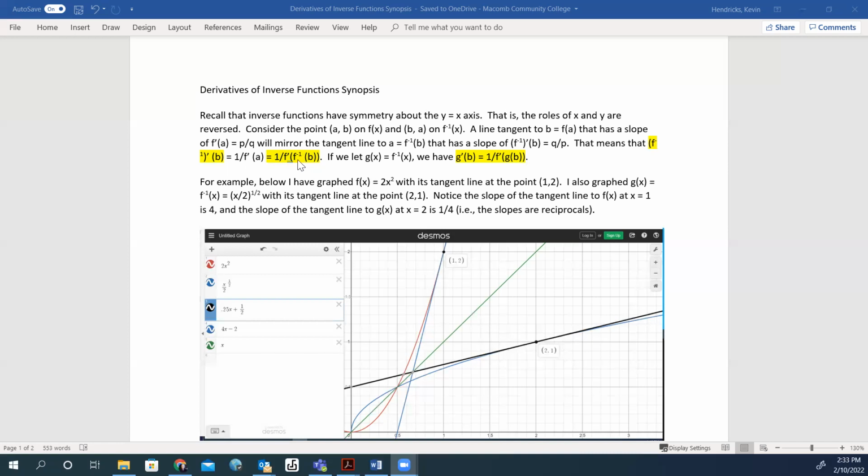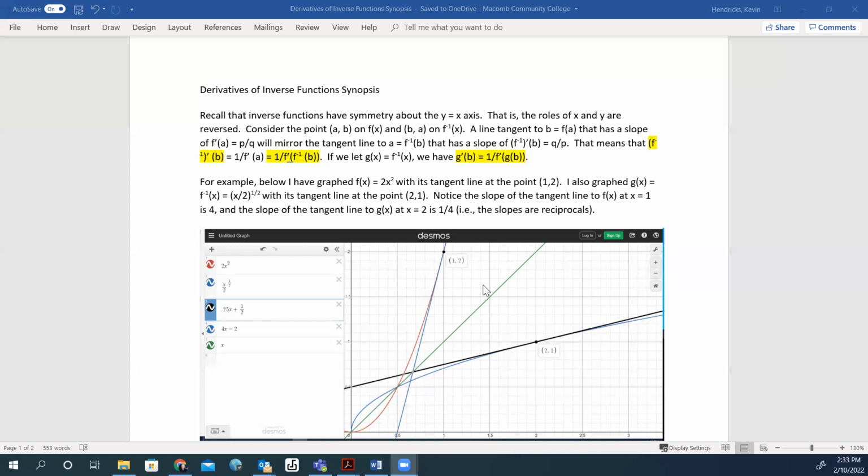Okay? Because remember, what does this mean? F inverse of B is A, right? There's that inverse relationship. So the input of F gives you an output of B. That means then the inverse function evaluated at B will give you A back. So we swap values. Okay.